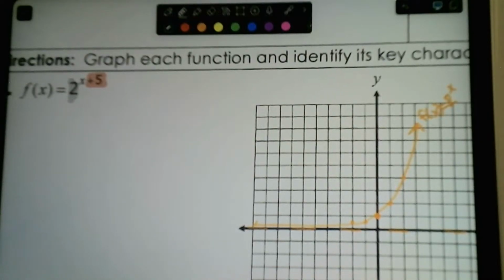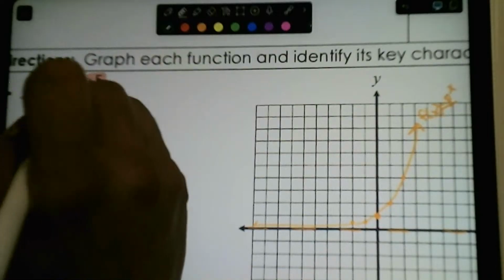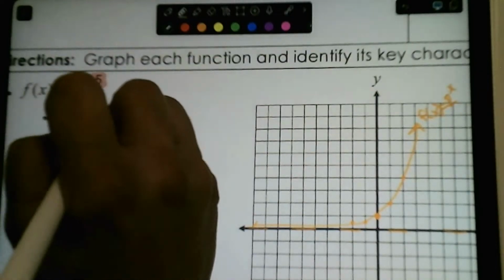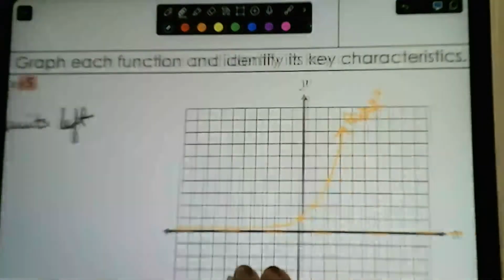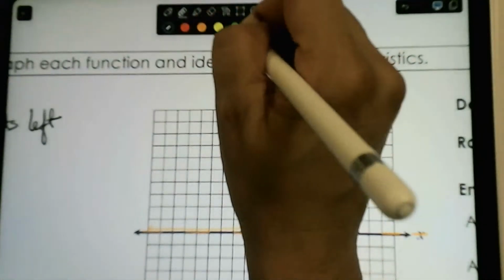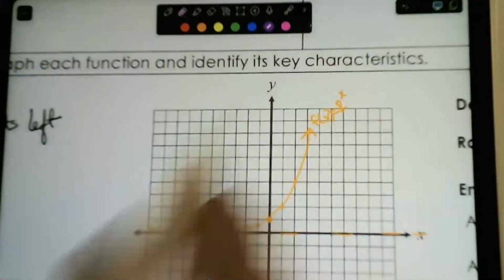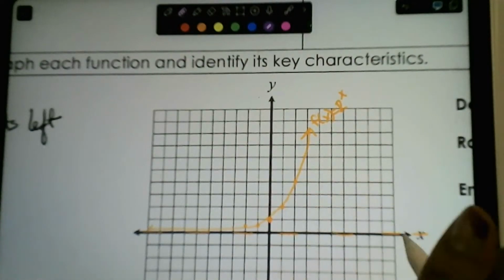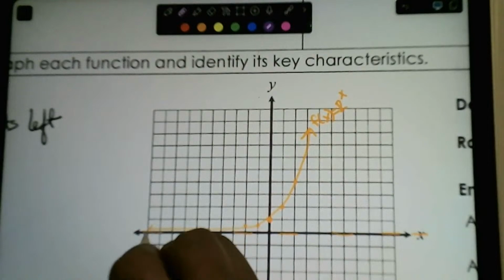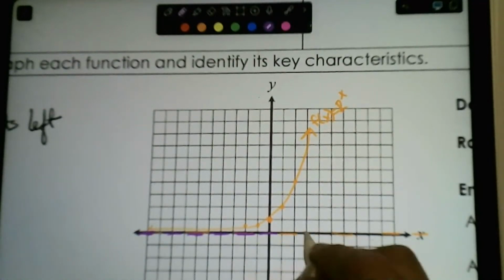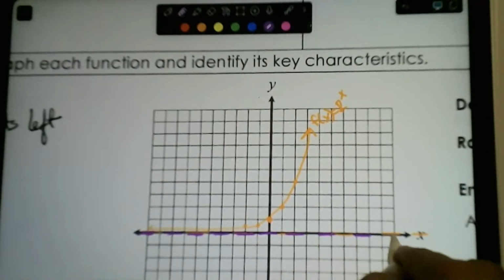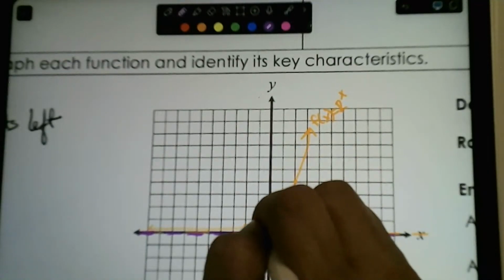Say that one more time. 5 units left. All right. So I'm going to grab every point on this thing and I'm going to shove it to the left 5 units. Am I moving the asymptote? No, it doesn't appear to be moving. So I'm going to darken in that asymptote. I'm using purple now just so that we can see it a little bit better. All right. And all these points are going to move to the left 5 units.